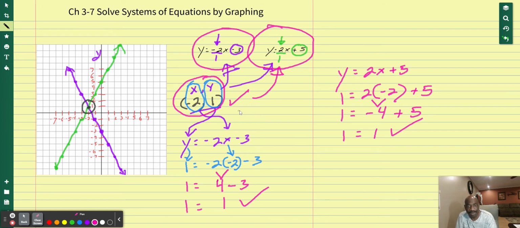Any other ordered pair will not work in both equations. It might work in one equation, it might work in the other equation, but it won't work in both. If I select a point, let's say out here, which this particular point is 5, 2, because it's not on the green line or the purple line, it won't work in either equation. Okay? The negative 2, 1 ordered pair here is the only point that will work in both. All right? Very good.